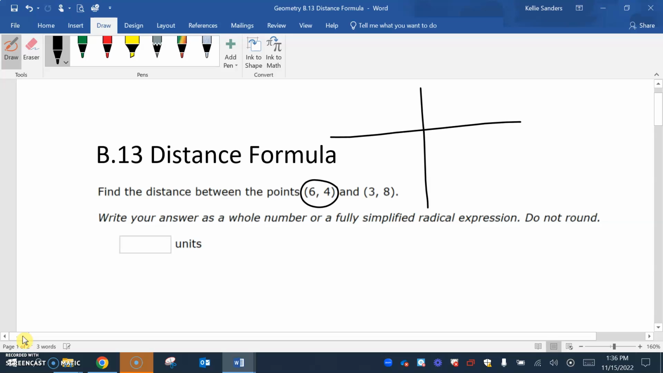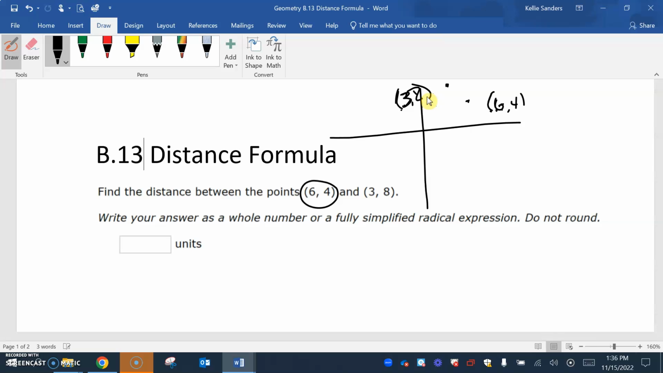And if we had 6, 4, let's say that that is about right there, and 3, 8, I didn't give myself enough room. So this is 6, 4, I just eyeballed it, and 3, 8. My pen's deciding not to work. Even worse than what it was, right? Okay, and so if we connected those points, we want to know how long that red line is.